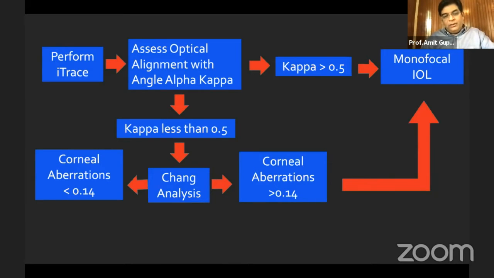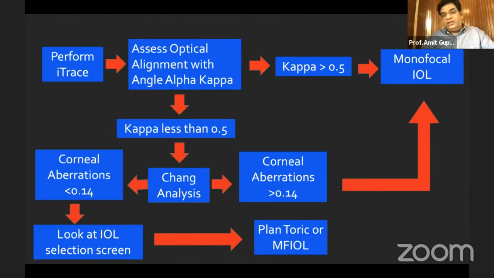Now, especially we look at the corneal aberrations. If their corneal aberrations are more than 0.14, we should go in for a monofocal lens, preferably a spherical IOL, and that will possibly give the best kind of vision to this patient. If the corneal aberrations are less than 0.14, then we look at the IOL selection screen, and then we can go ahead and plan for a toric or a multifocal IOL.